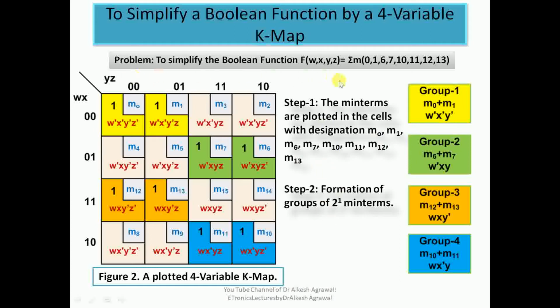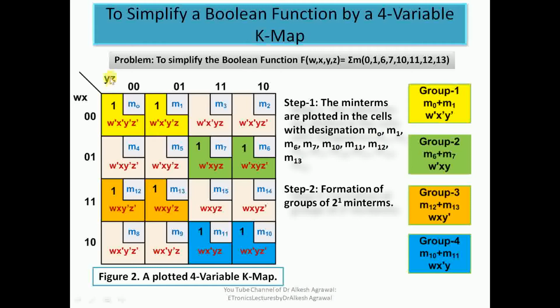So first we are taking a Boolean function which comprises of min terms 0, 1, 6, 7, 10, 11, 12 and 13. So here one is plotted for min term 0, then for min term 1, min term 6, min term 7, min term 10, min term 11, min term 12 and min term 13.